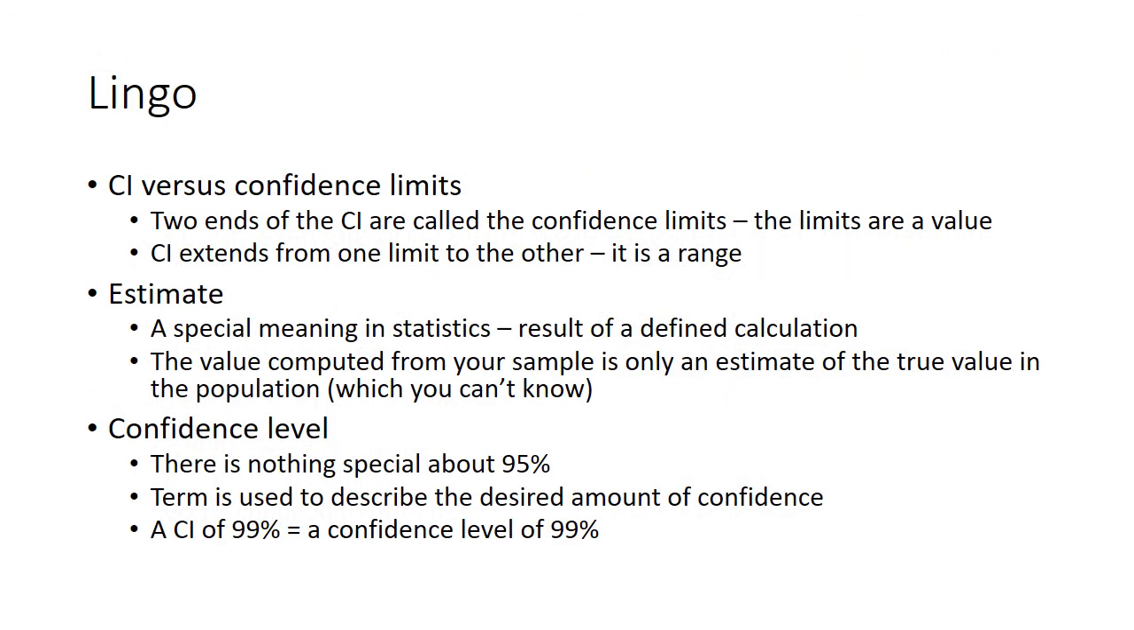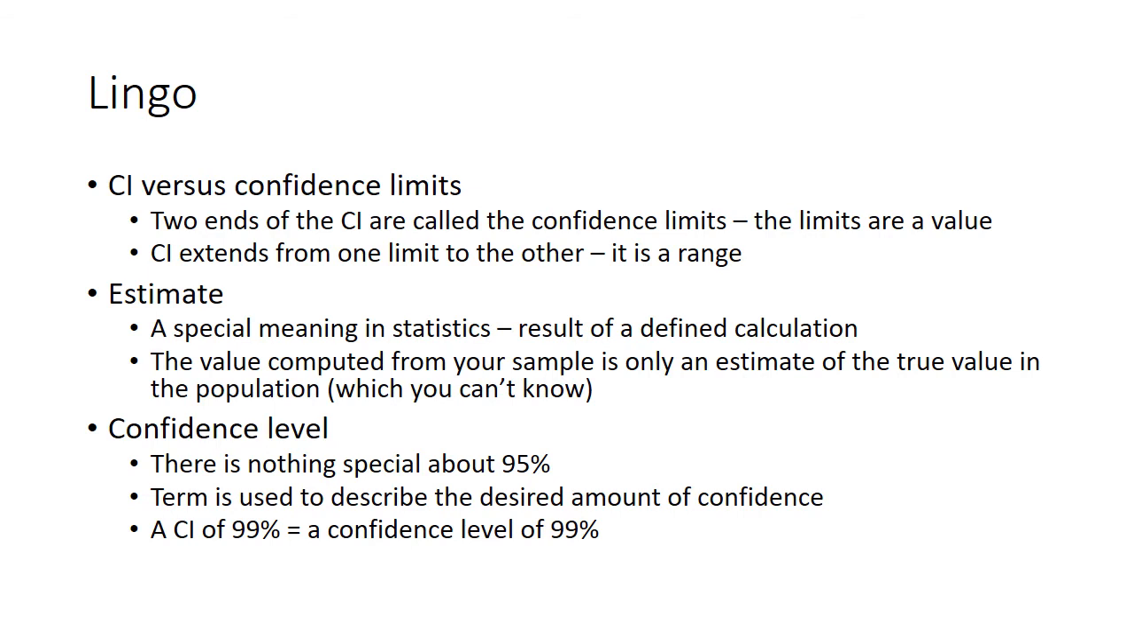So looking at some of the lingo: confidence interval versus confidence limits. Basically, the two ends of the confidence interval are called the limits. So the limits are the high and the low values, and the confidence interval itself is a range that extends between those limits.